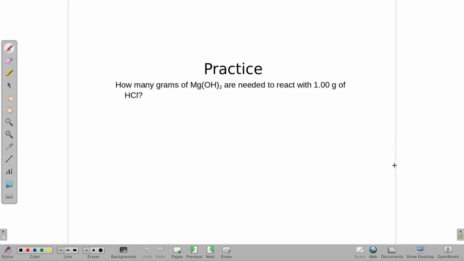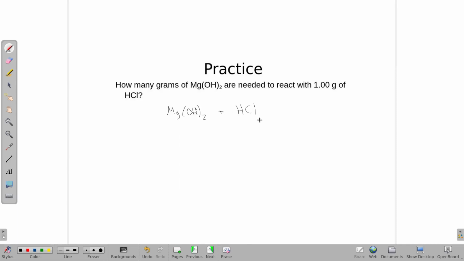All right, let's do another one. Now, the first step you're always going to need is a balanced equation. So we need to actually come up with a balanced equation. So it says how many grams of magnesium hydroxide are needed to react with HCl.